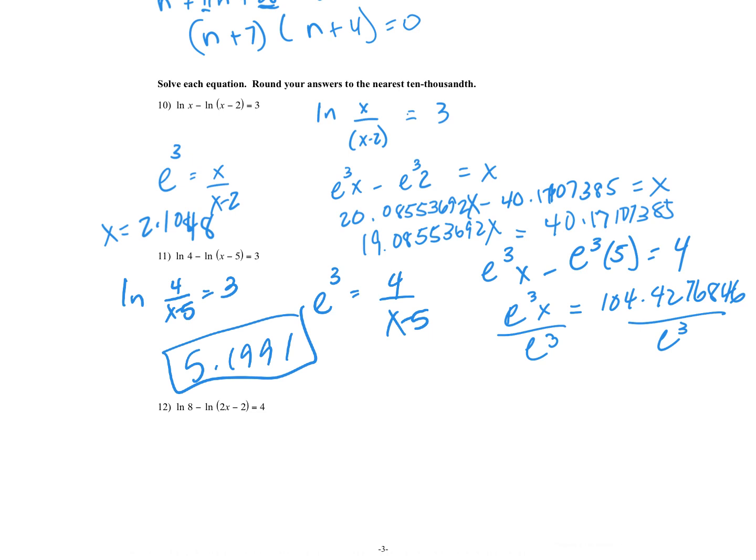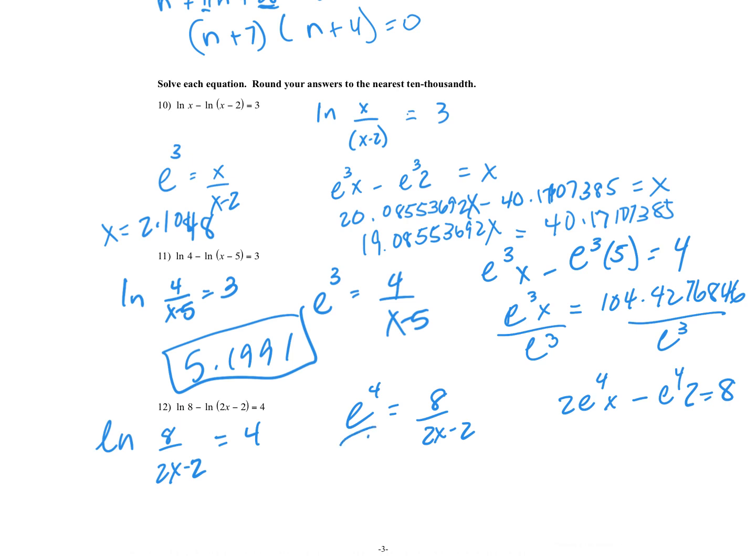The last one is another subtraction one. So we turned it into 1 ln of 8 over 2x minus 2 equals 4. So we change it to logarithmic form or exponential form. We get e to the 4 equals 8 over 2x minus 2. And then you would have 2e to the 4 times x minus e to the 4 times 2 equals 8. And e to the 4 times 2 is a number. We add that to the 8.